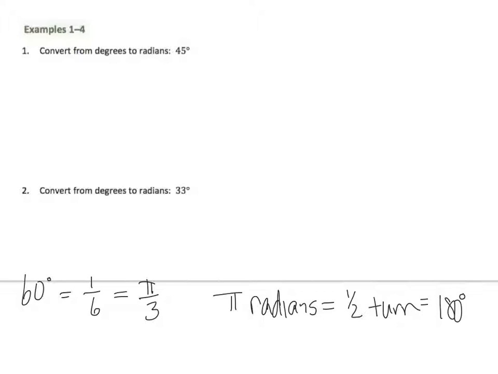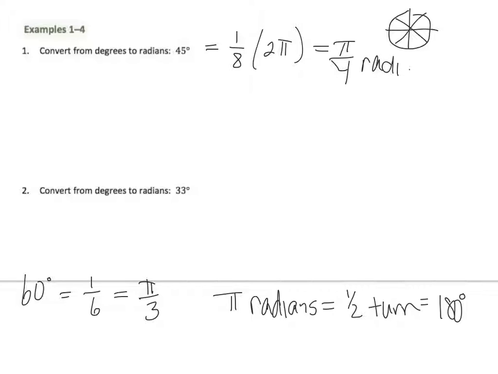Okay, let's try these problems. Hold on a second. So for this first one, 45 degrees is actually 1/8 of a turn. I can take a circle, fourths is 90, eighths is 45. So 1/8 of a turn times 2 pi, which is a full turn, equals pi over 4 radians. 33 degrees, that's a little bit harder, so let's set up a fraction.